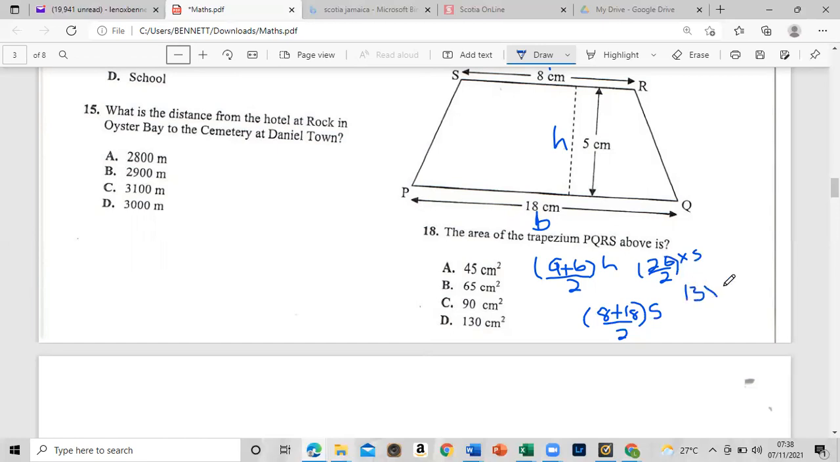I just showed the answer and the steps so people can see, and you know, the square units.